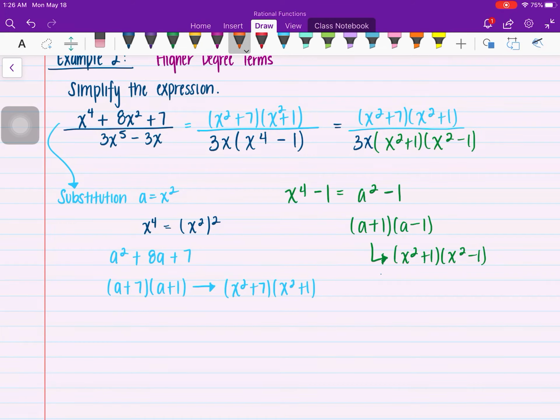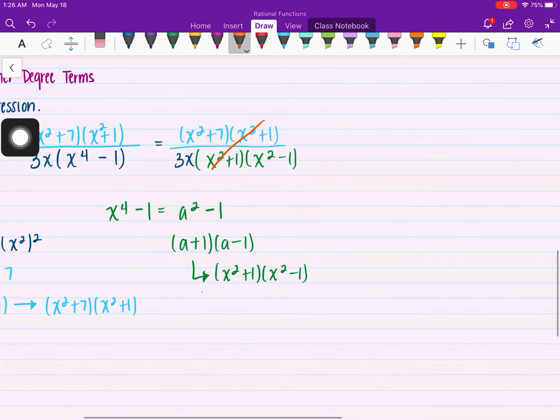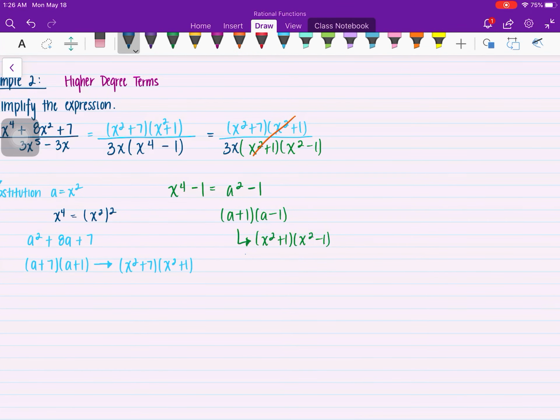So from here, you guys can actually see which ones are going to be canceling out. We have x squared plus 1 as the common factor, so those are going to be canceling. So let me go ahead and just rewrite it. And that equals, I'm going to write it in the same color, x squared, or actually I don't need parentheses, x squared plus 7 on top, and on the bottom we have 3x times x squared minus 1.